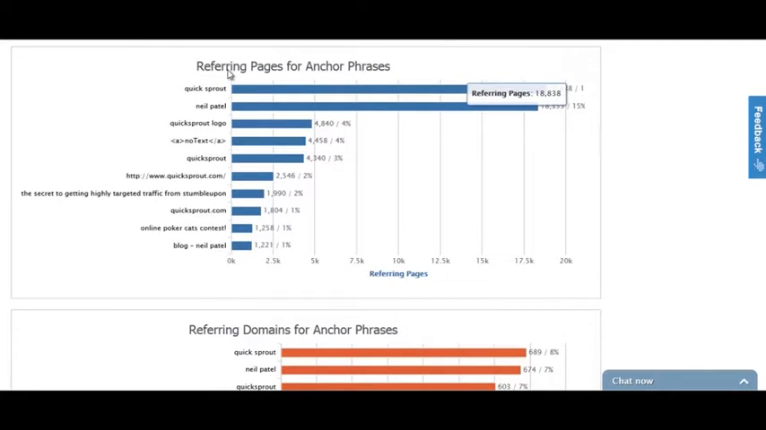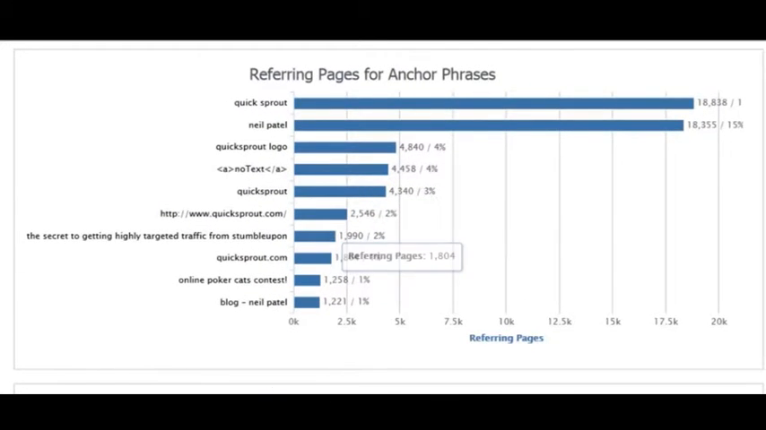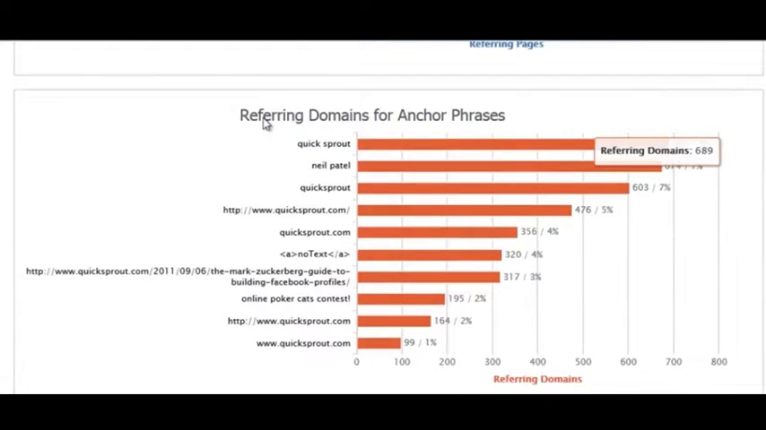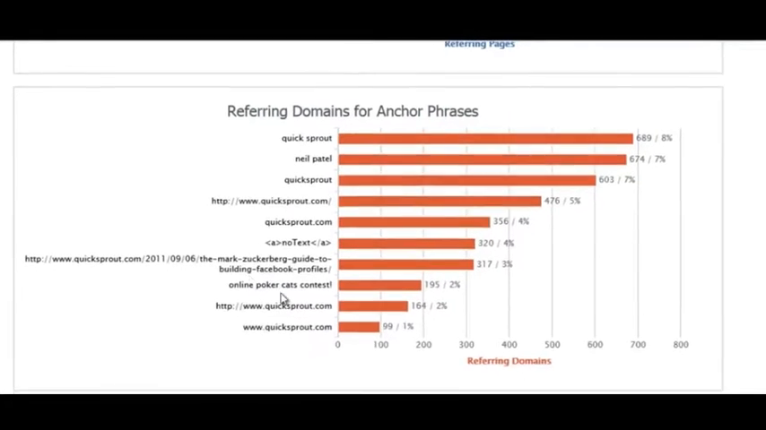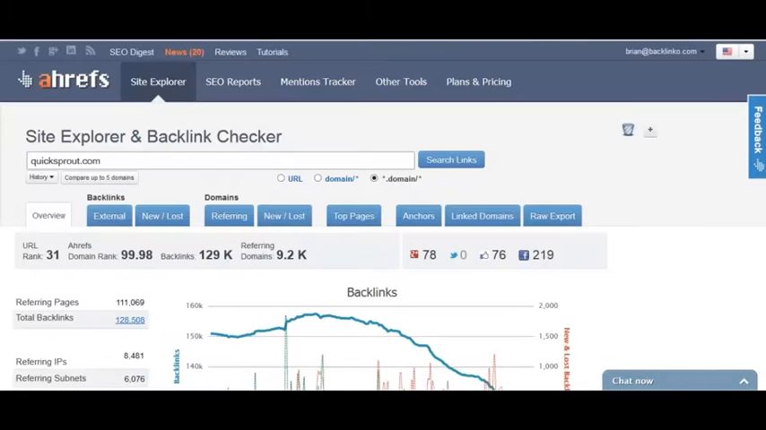And you can also look at the anchor text in this form, which is pretty much what we saw in Moz Open Site Explorer. And this is the referring domain, so this is how different domains refer to Quicksprout in their anchor text, which is, like we said, a normal distribution in this case. Okay, so that is a natural looking link profile.